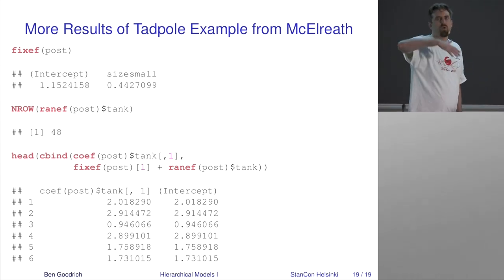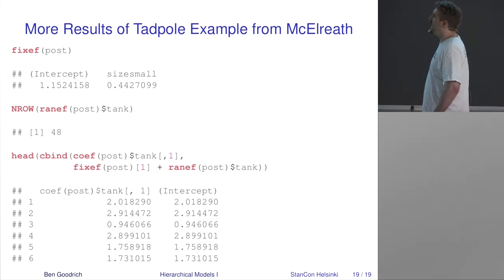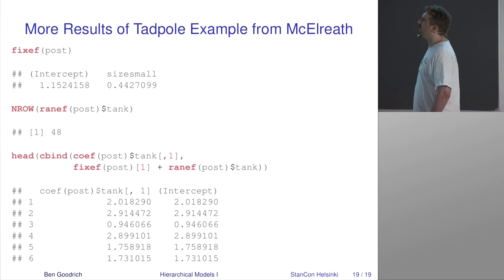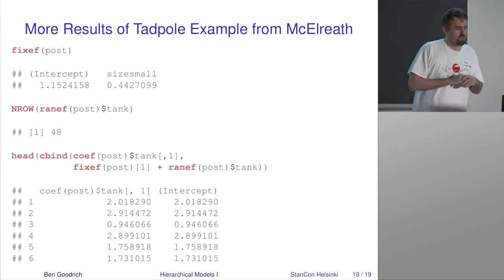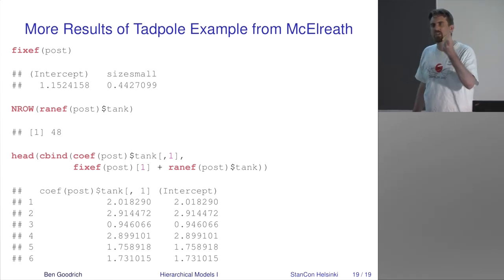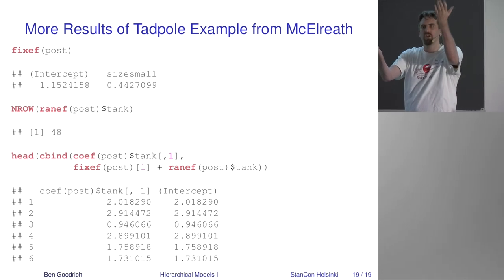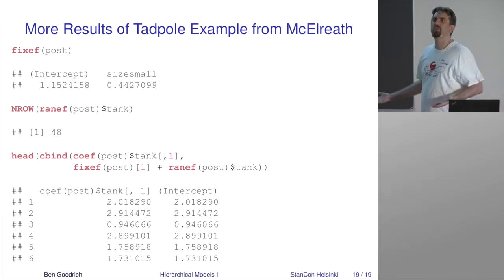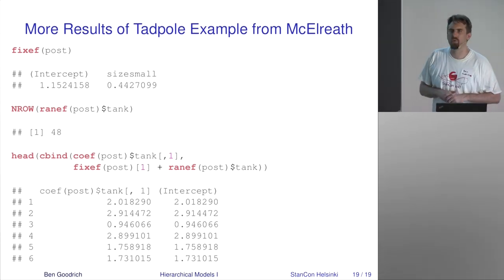And like I said before, 48 tanks of tadpoles, one intercept per tank that we are estimating. If you add the fixef part to the ranef part, you get what is returned by coef, which is basically returning what you would call the intercept for each of these tanks. The intercept for each tank consists of the common part plus the deviation for that tank. The common part is the same, but each tank has a different deviation. You add those two things together, and you get your posterior beliefs about this or that tank, and we can extract the posterior medians on those.